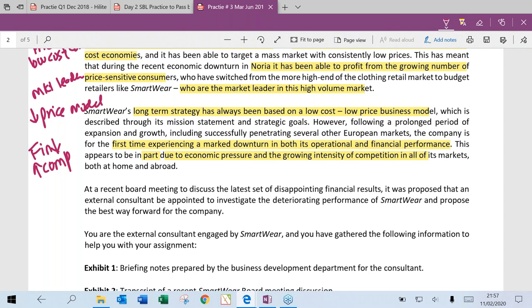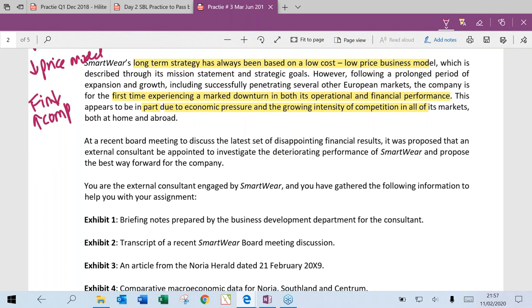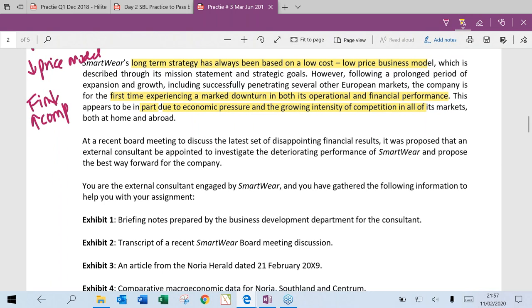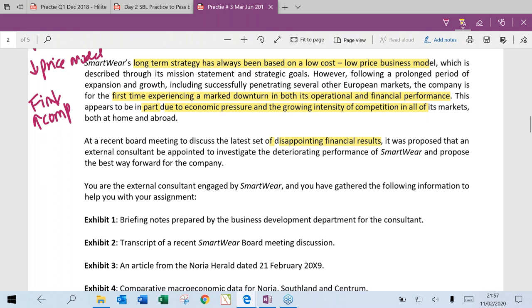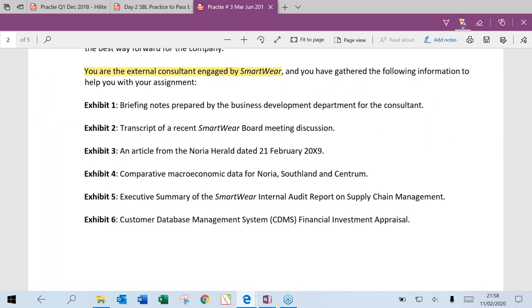Okay. At a recent board meeting to discuss the latest set of disappointing financial results, it was proposed that an external consultant be appointed to investigate the deteriorating performance of Smartware and propose the best way forward to the company. You are the external consultant engaged by Smartware, and you have gathered the following information. Exhibit one is a briefing note prepared by the business development department for the consultant. Exhibit two is a transcript of a recent Smartware board meeting.